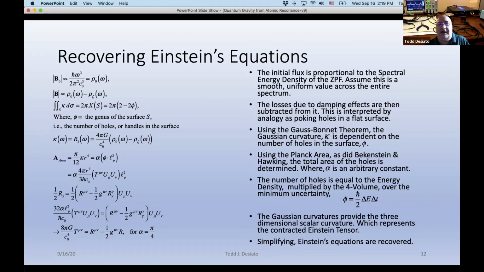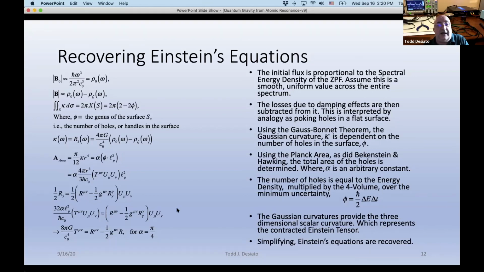And using the Gauss-Bonnet theorem, the Gaussian curvature, kappa, is dependent on the number of holes in the surface. And using the Planck area, as did Bekenstein and Hawking, the total area of the holes is determined. And in the equation over here, alpha is just an arbitrary constant. It's not the fine structure constant or anything. But the number of holes is equal to the energy density multiplied by the 4-volume over the minimum uncertainty. And from this, the Gaussian curvature provides the 3-dimensional scalar curvature, which represents the contracted Einstein tensor.